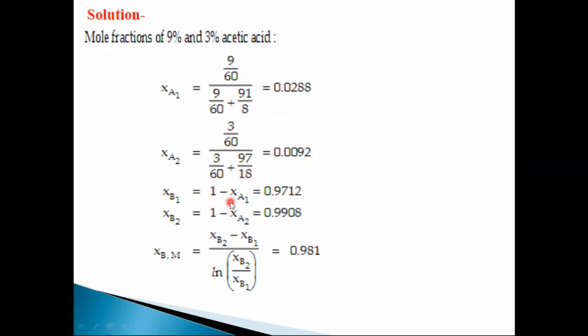We know that XA1 plus XB1 is nothing but 1, because the summation of mole fractions is always 1. That is not greater than 1. Means XB1 is equal to 1 minus XA1, that is 0.9712, and XB2 is equal to 1 minus XA2, which is equal to 0.9908. Now calculate XBM. The formula is XB2 minus XB1 divided by ln of XB2 divided by XB1. We will get 0.981. This is the value of XBM. Now we have values for XA1, XA2 and XBM.